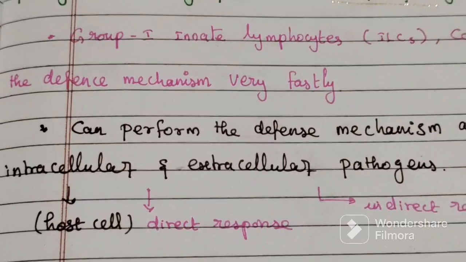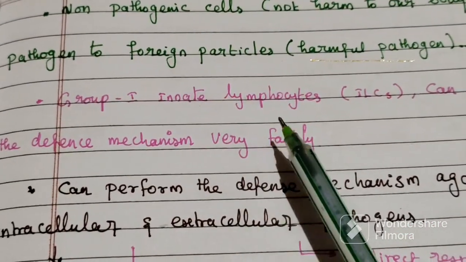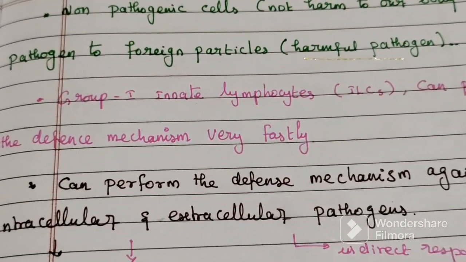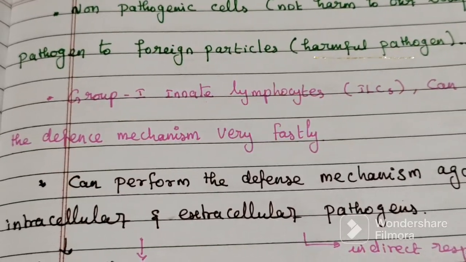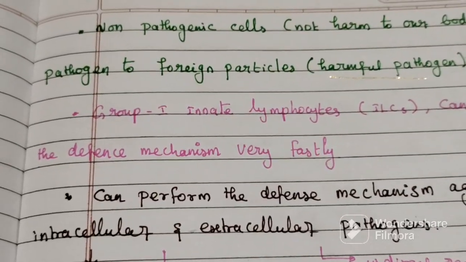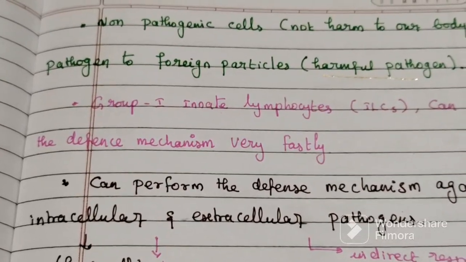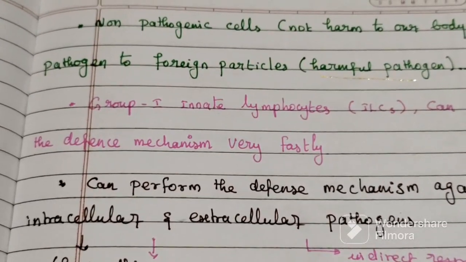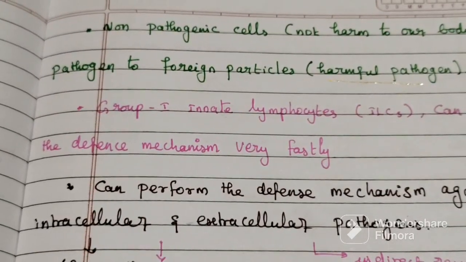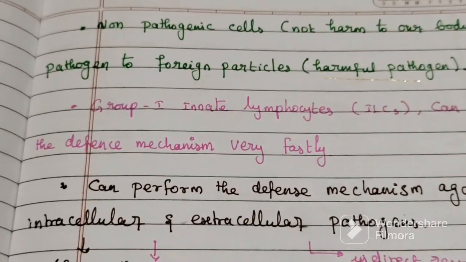NK cells are considered group 1 innate lymphocytes because they can perform the defense mechanism very fast, which means the NK cell can recognize those pathogens which enter from the external environment very quickly. Hence, they are considered group 1 innate lymphocytes. In short, they are called ILCs, innate lymphoid cells.